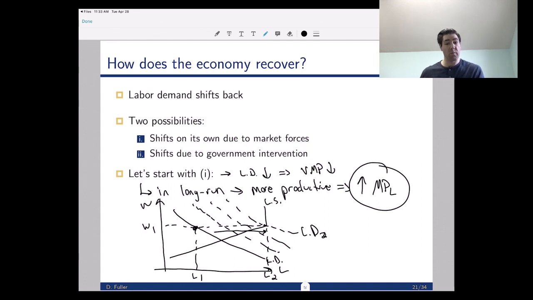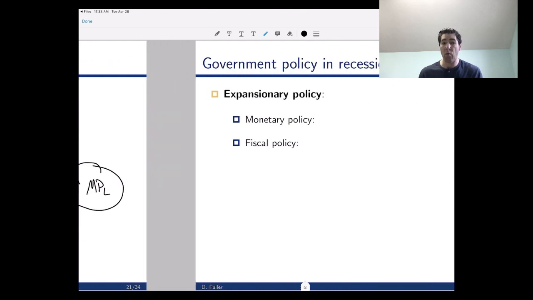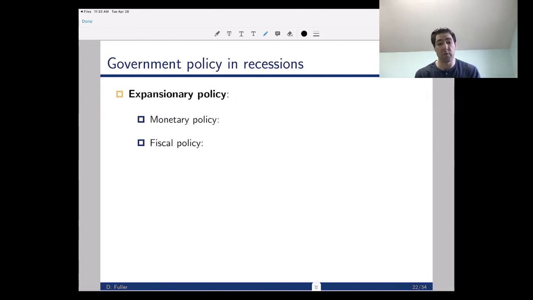So, all right, that's one possibility, is eventually we'll come back on our own. How long it takes, we don't know, which is where we get into the expansionary policies. Now, monetary policy is the Federal Reserve.